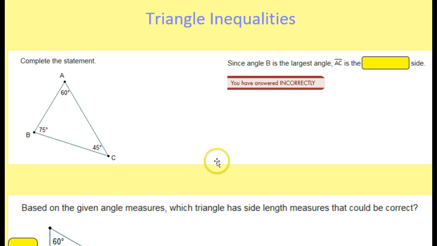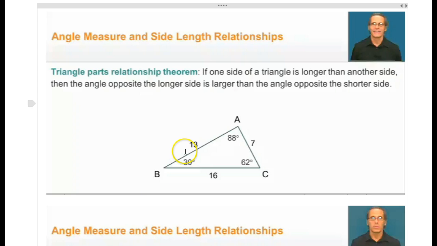This video is about triangle inequalities. Let's take a look at some notes on triangle inequalities. There's something called the triangle parts relationship theorem, which basically says if you're looking at one triangle, if the side is bigger, then the opposite angle is bigger. So it's all about comparing sides and angles.